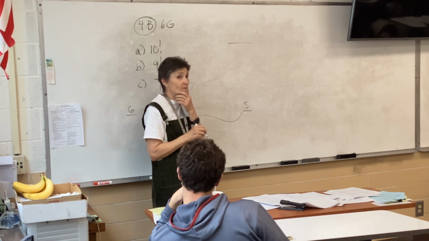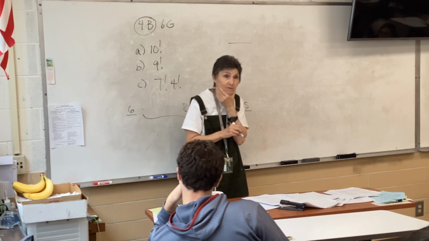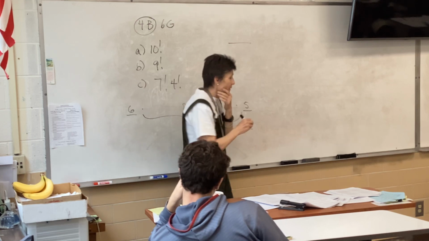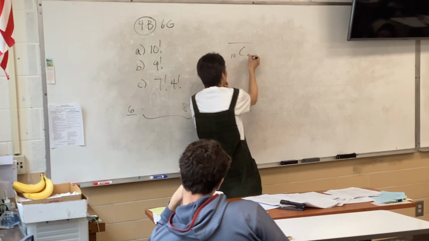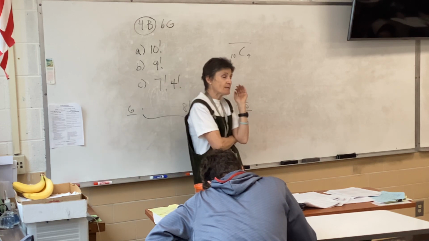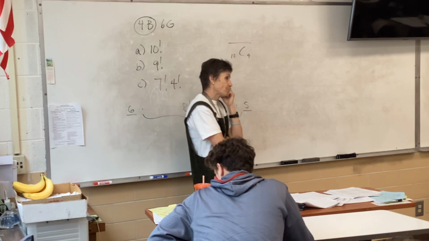What's going to go in the bottom? Total. How many total kids are there? 10. How many total am I picking? 4. So the bottom is 10C4. That's your total. That's every single possible combination of 4 kids.